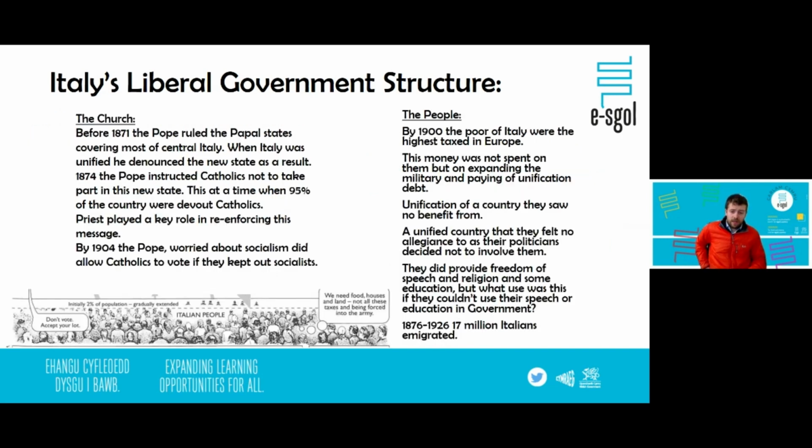And the last two groups then, importantly, the church. Before 1871, the Pope had ruled those papal states that covered most of central Italy. So when Italy was unified, he denounced that new state as a result. He said Catholics shouldn't take part in that Italian state. And in 1874, he took it so far as to instruct them not to take part in elections. And so, at a time when 95% of the people were devout Catholics, it's going to have a bit of an impact.